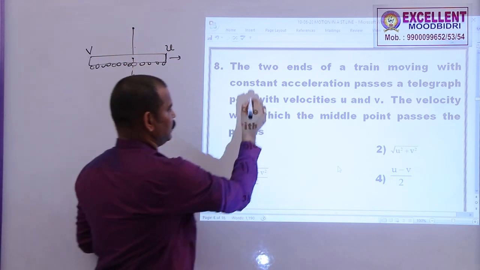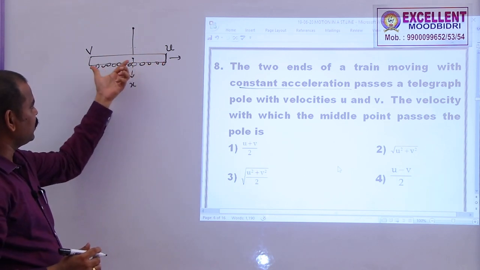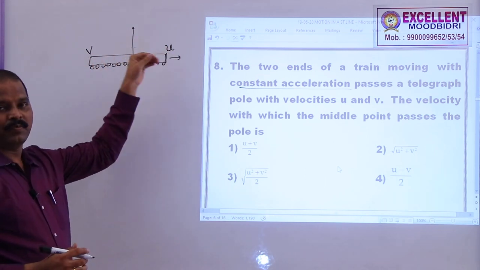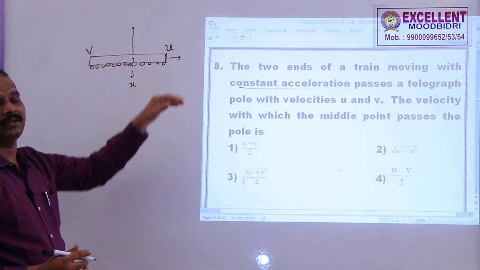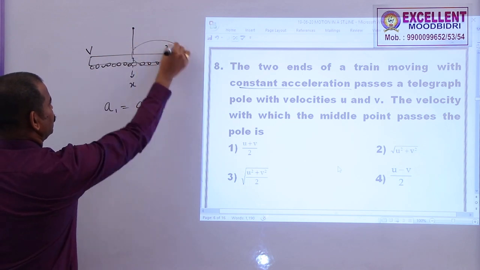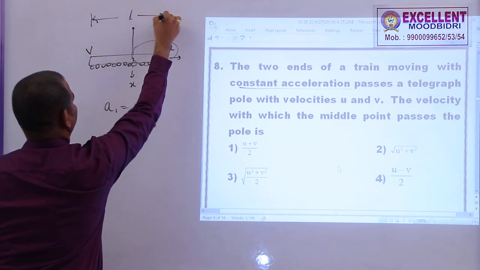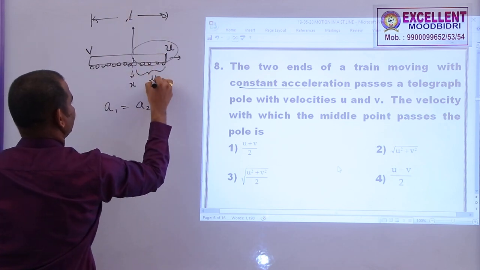Here it is given that the train has a constant acceleration. That means the acceleration of the front portion is equal to the acceleration of the back portion. That means each and every bogie is crossing this pole with the same acceleration. So acceleration is not changing, a1 is equal to a2. Now, let the total length of the train be L, so this half will be L by 2.